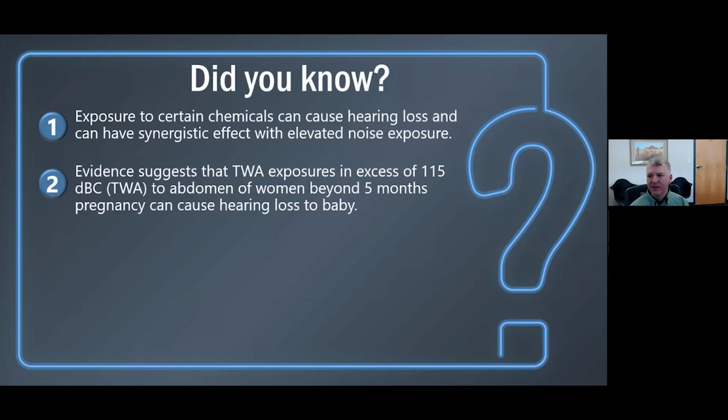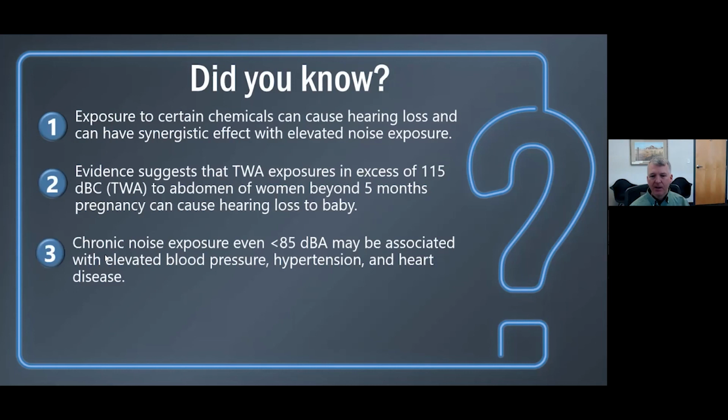Now, 115 decibels, that's really, really loud, and it's saying a time-weighted average, so I could certainly see how that could happen, but it's kind of interesting that they pointed that out. Chronic noise exposure, less than 85 dBA, may be associated with elevated blood pressure, hypertension, and heart disease. So less than 85 can still cause issues, like it might be 78 to 80, but if you're exposed to it day after day, it can still cause some problems.